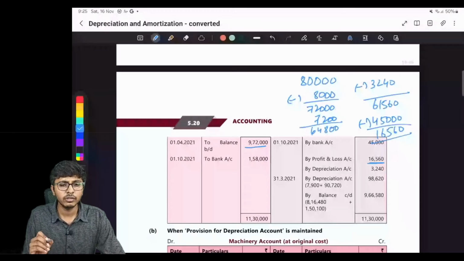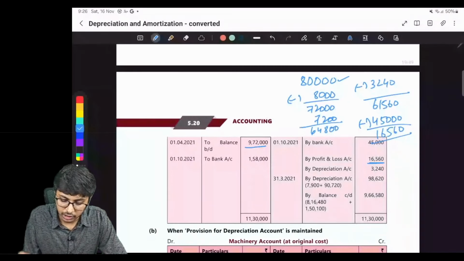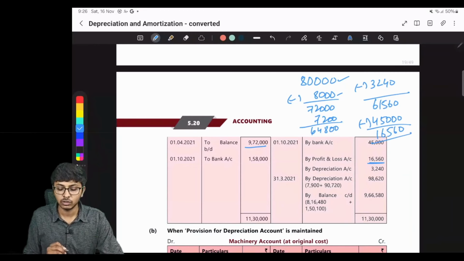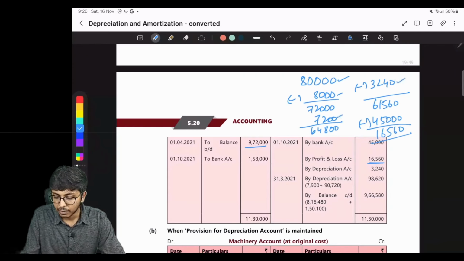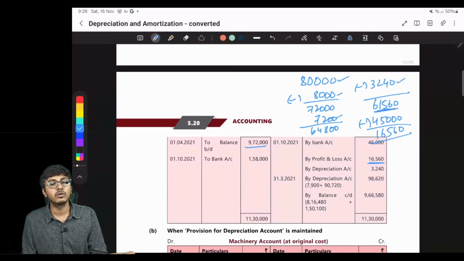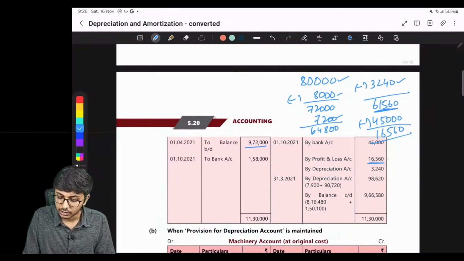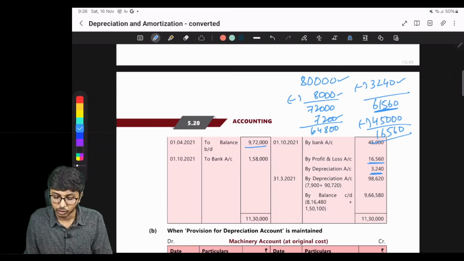So the asset we sold, they told us we bought it for 80,000. 80,000 is the asset cost, minus 8,000 first year depreciation, then second year depreciation, 72,000. Then in the third year only 6 months depreciation, 3,240. If you minus, this is the balance of the asset. If that balance of the asset minus the sale value, you should get the loss or profit. If you sold for more, you have profit. If you sold for less, it's a loss. That's 16,560, and see the depreciation 3,240.